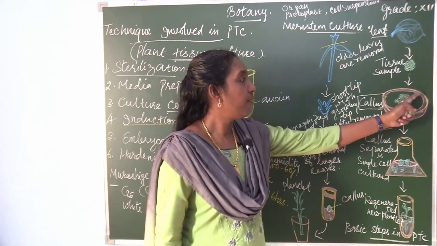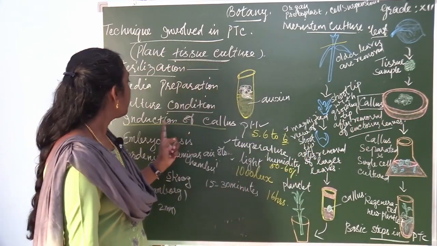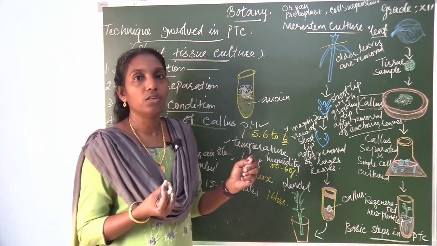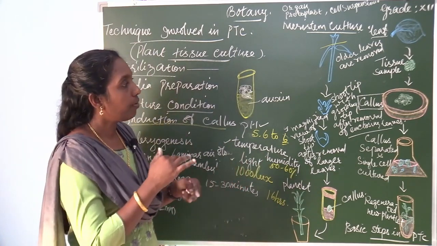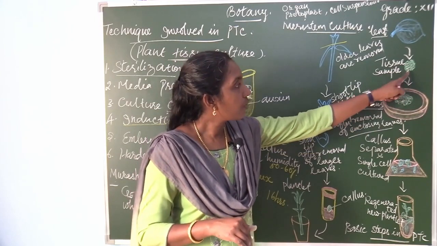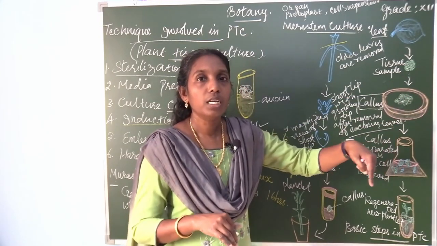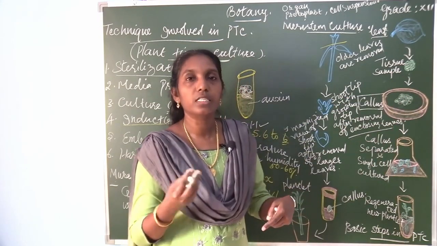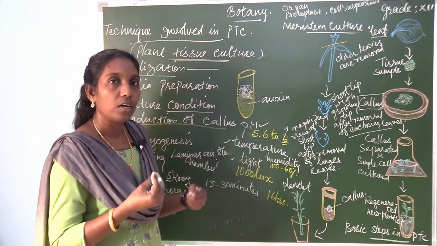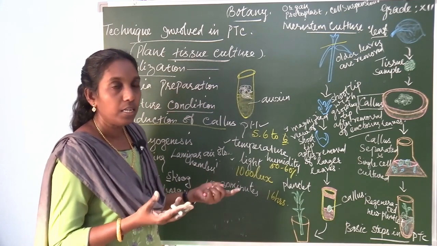It will develop inside this nutrient medium: callus develops, induction of callus. Before that, the process is inoculation. What is meant by inoculation? Transfer of the tissue into the nutrient medium. The tissue may be root or stem or leaf or tuber or any part of the plant.